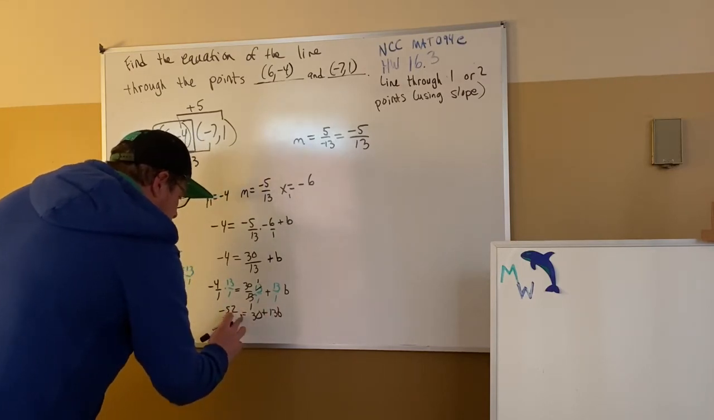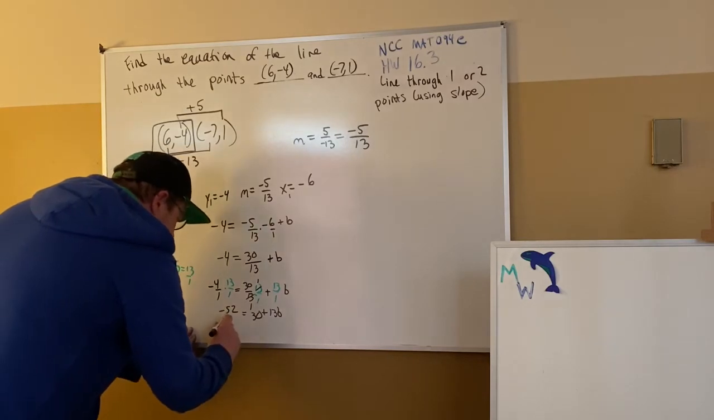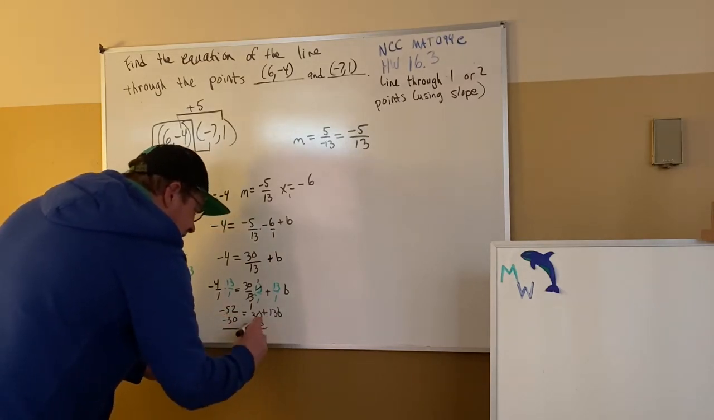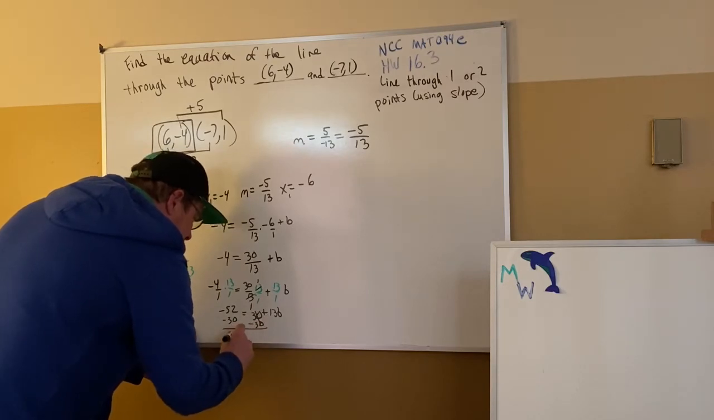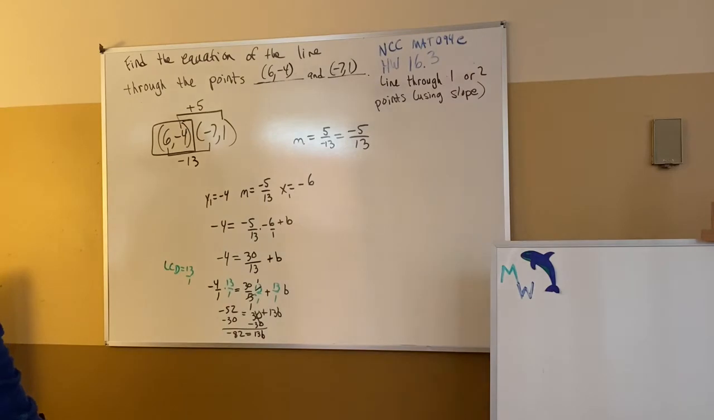I am going to now try and get that 13b alone. I'm going to subtract 30 off each side. And this is gone, and I'm going to get -82 equals 13b.